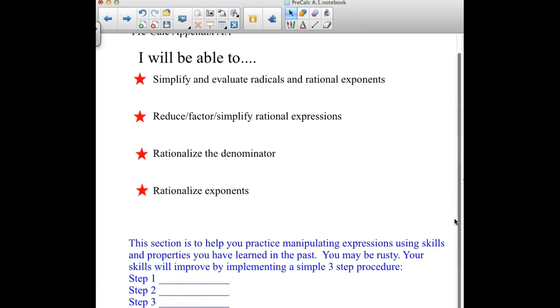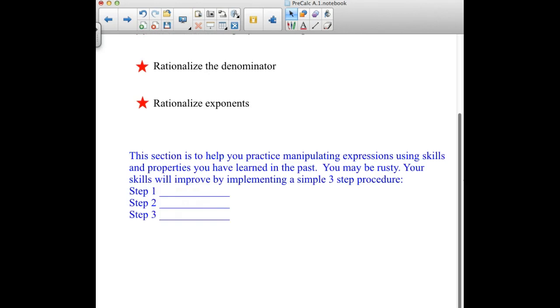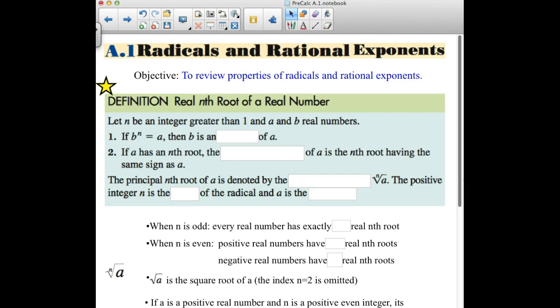This section is to help you practice manipulating expressions using skills and properties that you've learned in the past. You may be rusty. Your skills will improve by implementing a simple three-step procedure. Step 1, practice. Step 2, practice. Step 3, practice. These techniques require a lot of practice to be able to do them well.